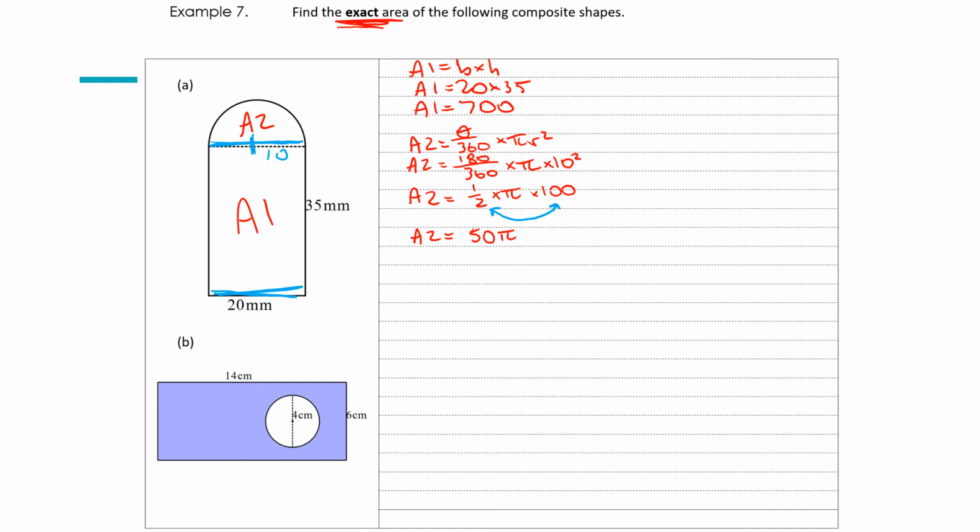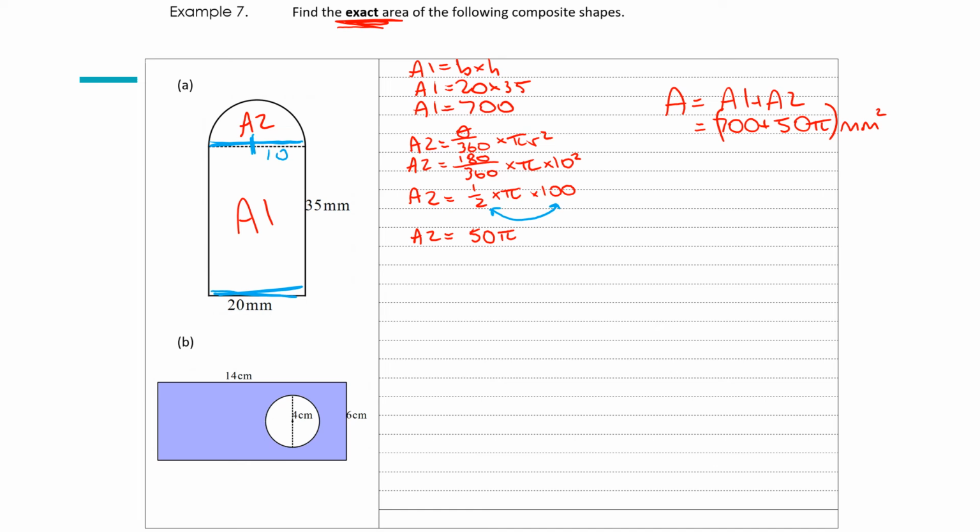All right, now to find the total area, we're going to do area 1 plus area 2, which is 700 plus 50 pi, which actually that's as far as we can go. They're not like terms because only one of them is in terms of pi, so that is our answer, 700 plus 50 pi millimeters squared. We'll put all that in a bracket, so that is all our answer and it's all millimeters squared.